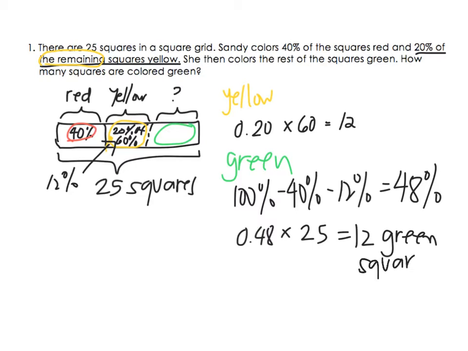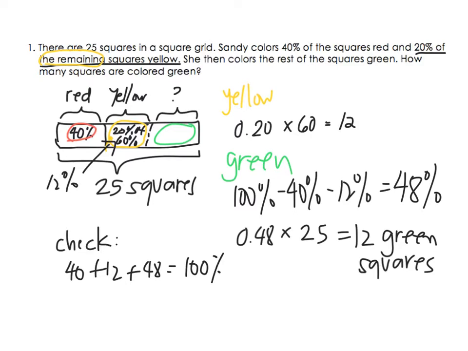Now, if we want to check if our answer is reasonable, we can always add the percentages we actually used. So 40 plus 12 plus 48 is actually 100, which gives us some confidence that our computations are accurate. If you want to be really sure, you can solve for the percentage of each one using these values.